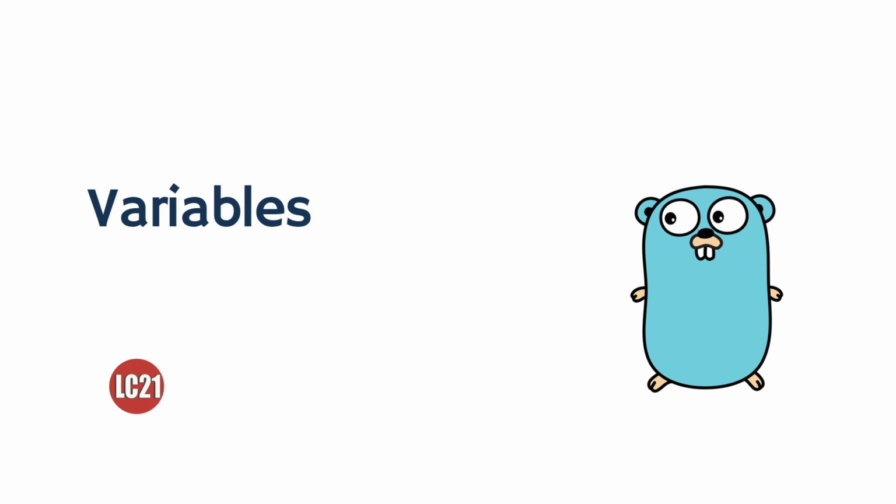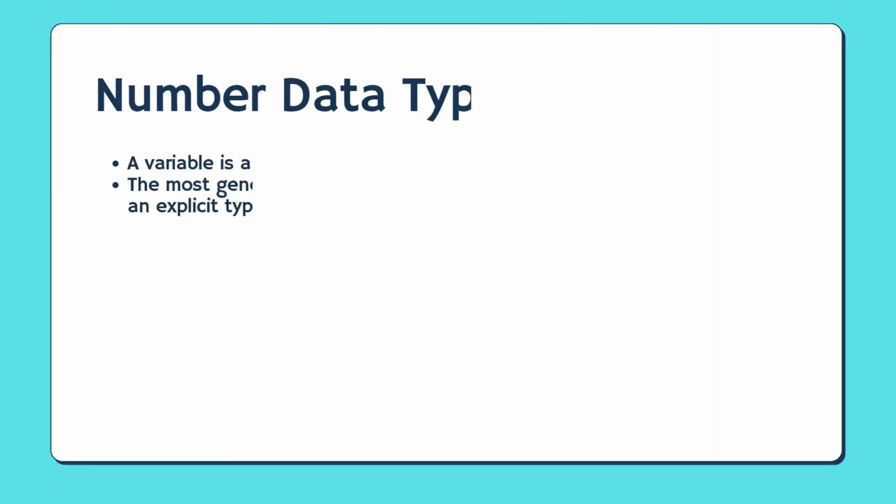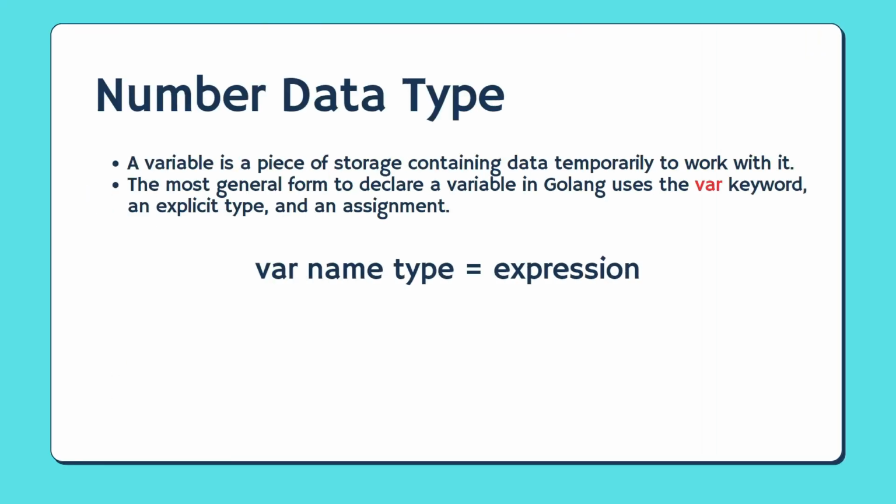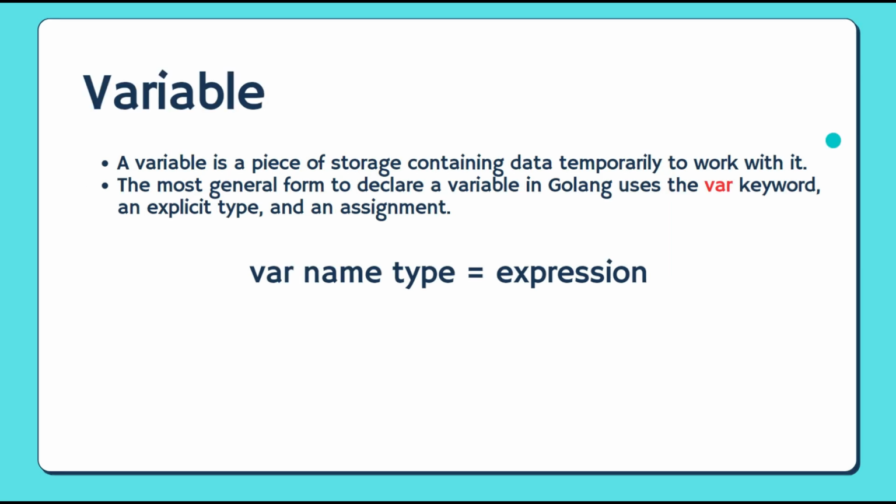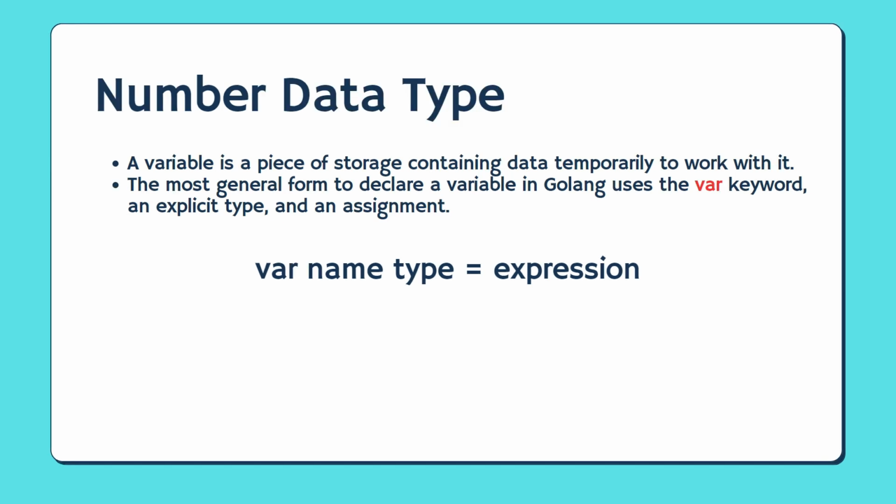Variable. A variable is a piece of storage containing data temporarily to work with it. The most general form to declare a variable in Golang uses the var keyword, an explicit type, and an assignment. Var name type equals expression.